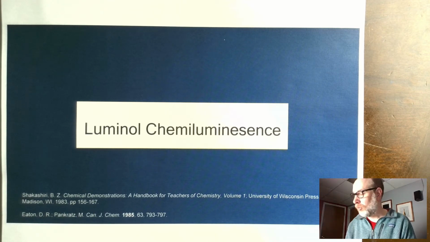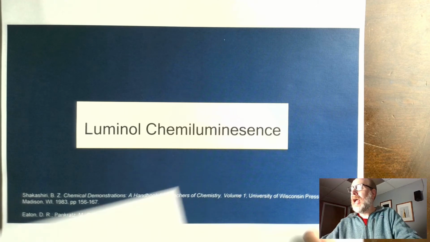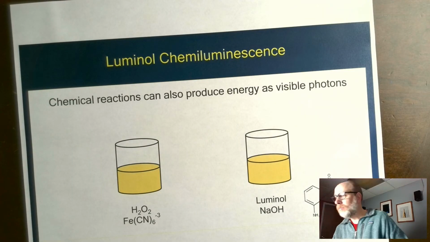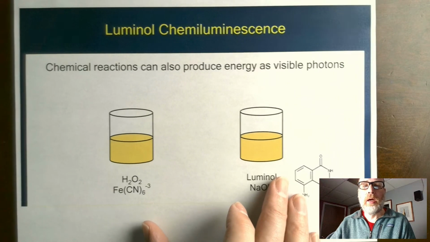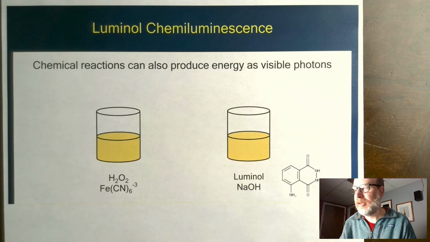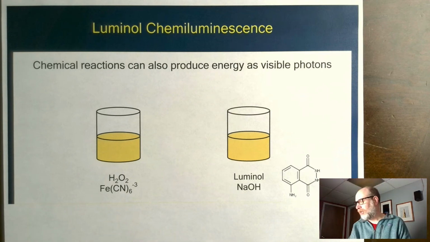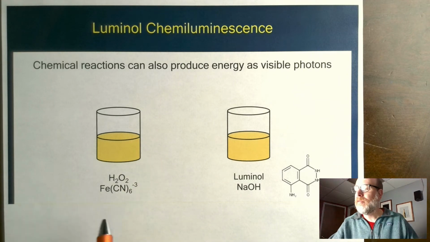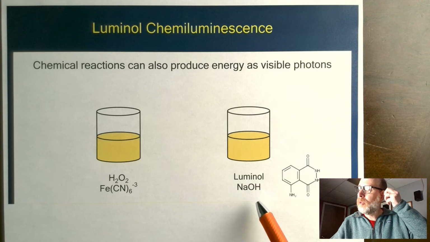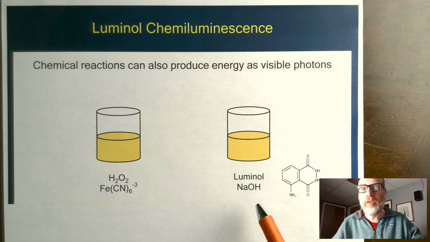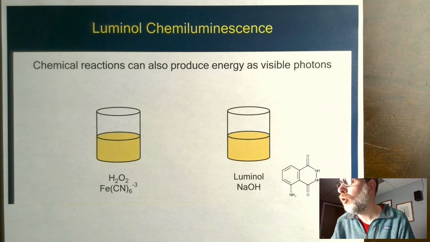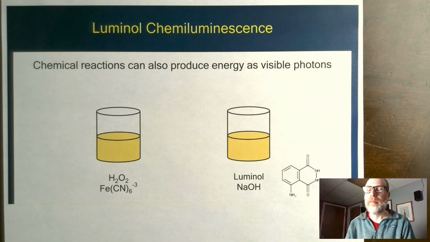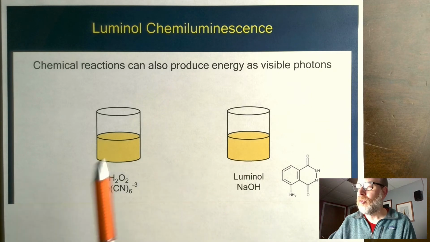And in particular, the chemical reaction that's going to happen is the oxidation of luminol using peroxide. And so what we have here is peroxide and ferrocyanide. We have luminol and sodium hydroxide, and when we mix those two things together, you end up with that brilliant blue color that is produced.